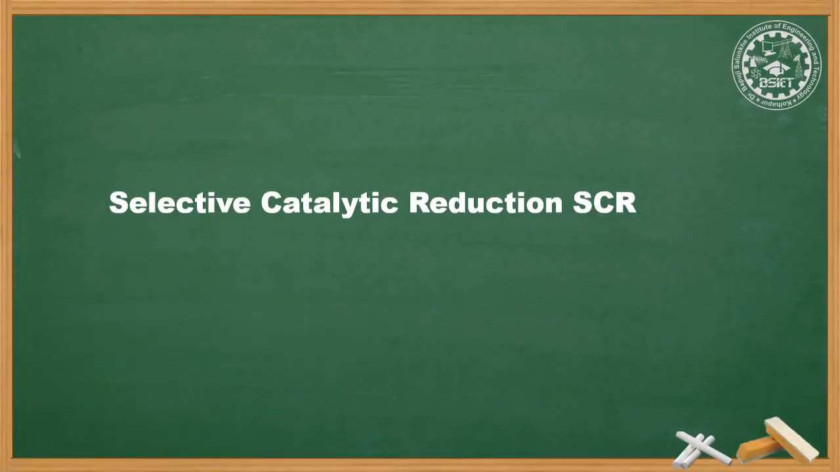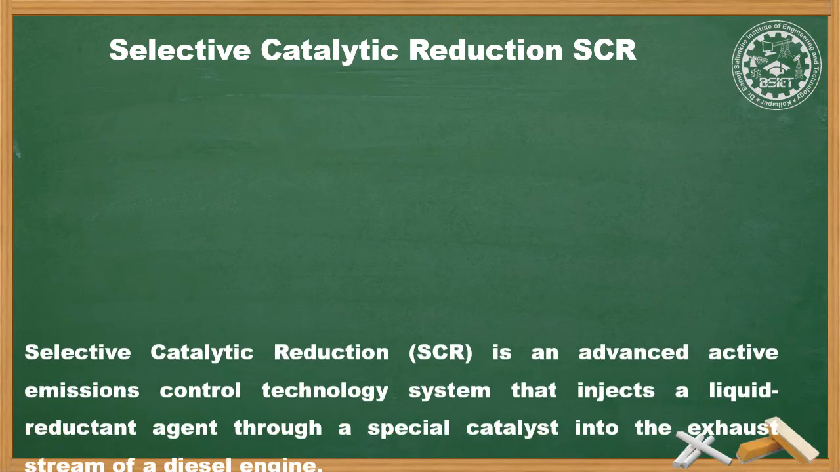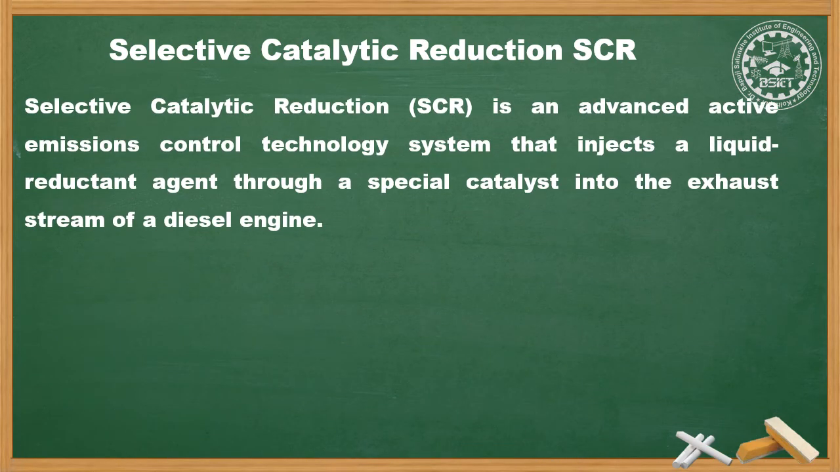The next part is SCR, that is selective catalytic reduction. Selective catalytic reduction is an advanced active emission control technology that injects a liquid reducing agent through a special catalyst into the exhaust stream of a diesel engine. The reducing agent is usually automotive grade urea, otherwise known as diesel exhaust fluid, DEF.